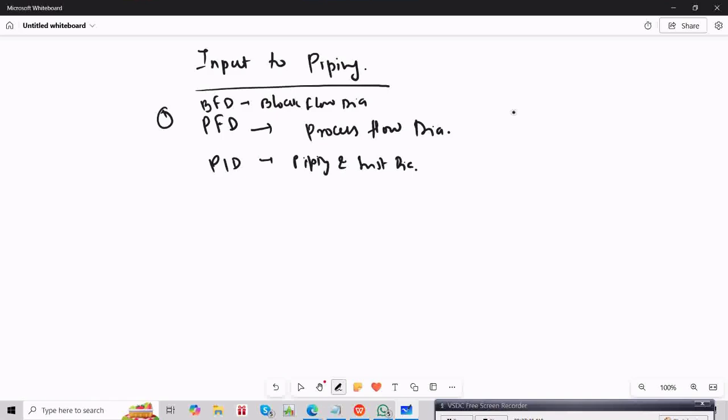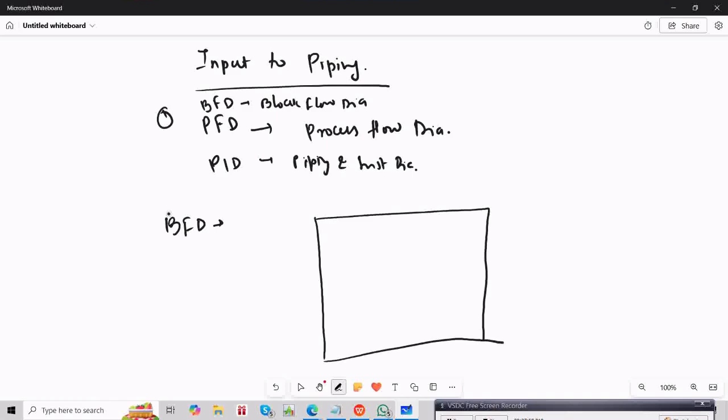So if I simplify this, what do you mean by BFD? BFD means block flow diagram. It is mainly related to your onshore. So there is a plant, and in this plant, you know that there will be a tankage area. Then from this tankage area there will be another area called CDU. Then from this CDU unit there will be another area like HGU, hydrogen generation unit.